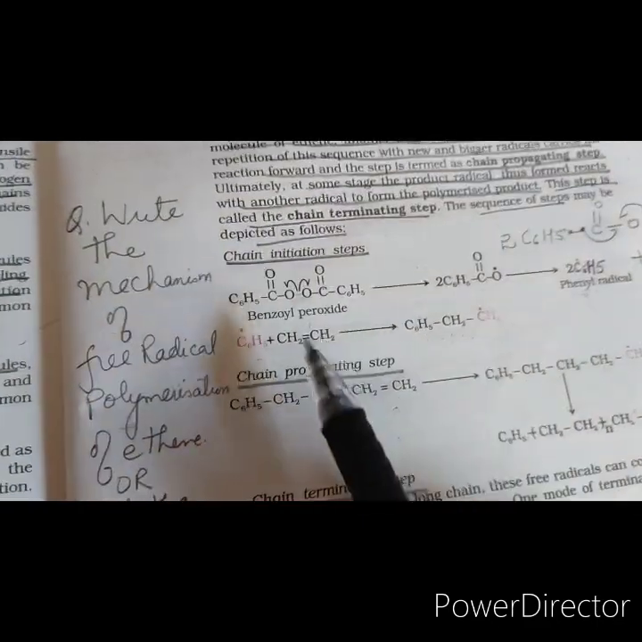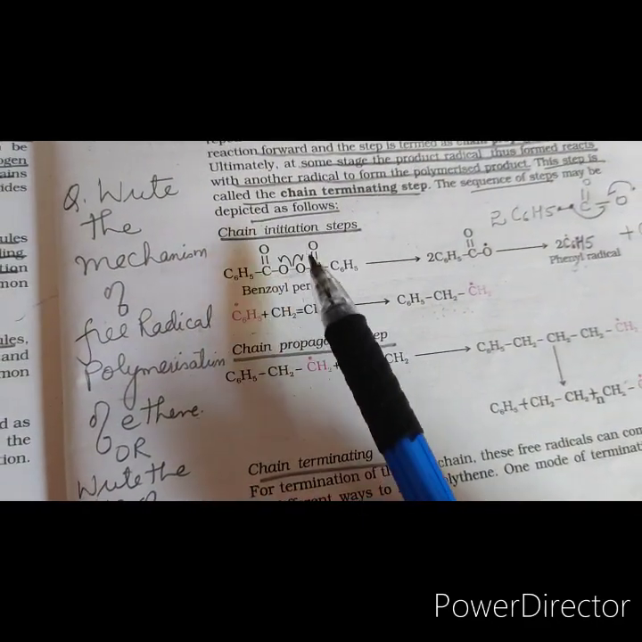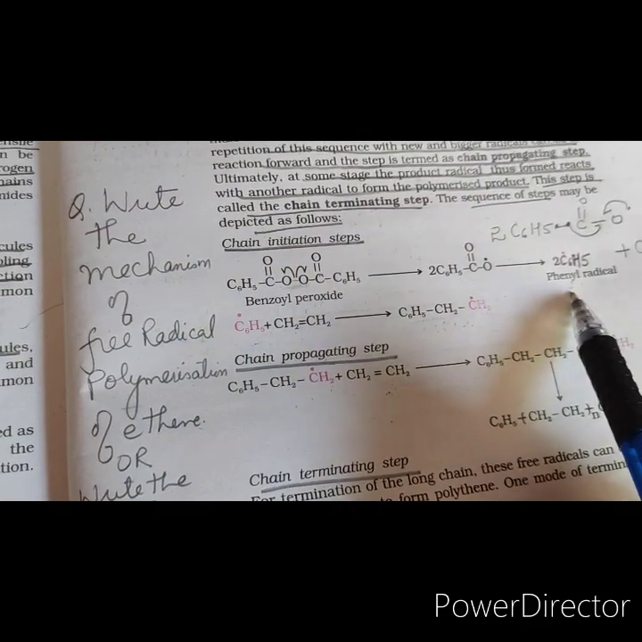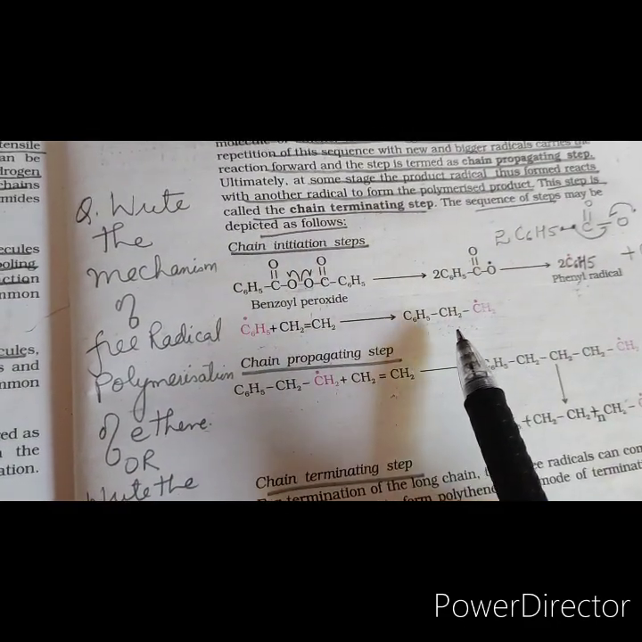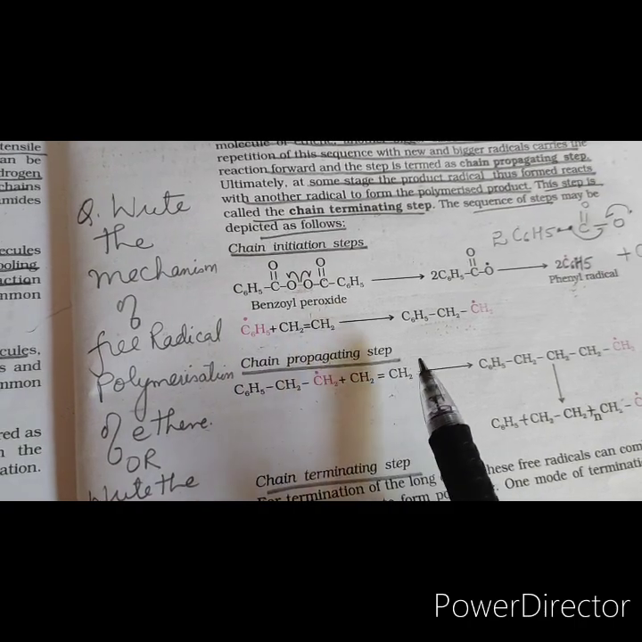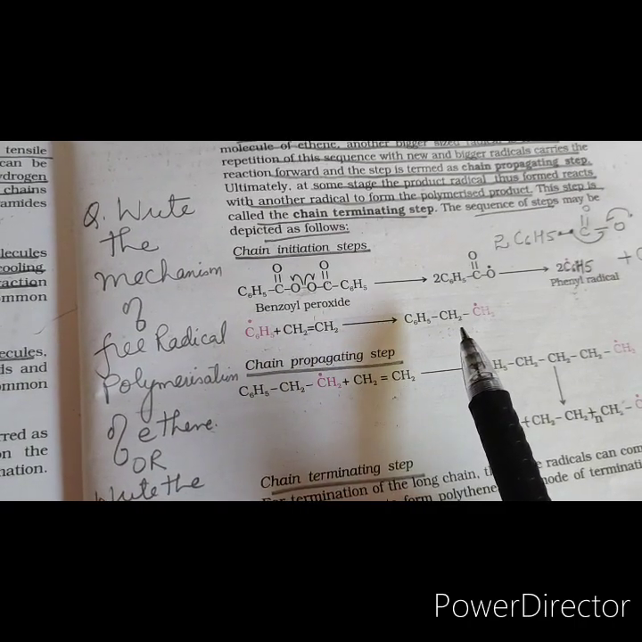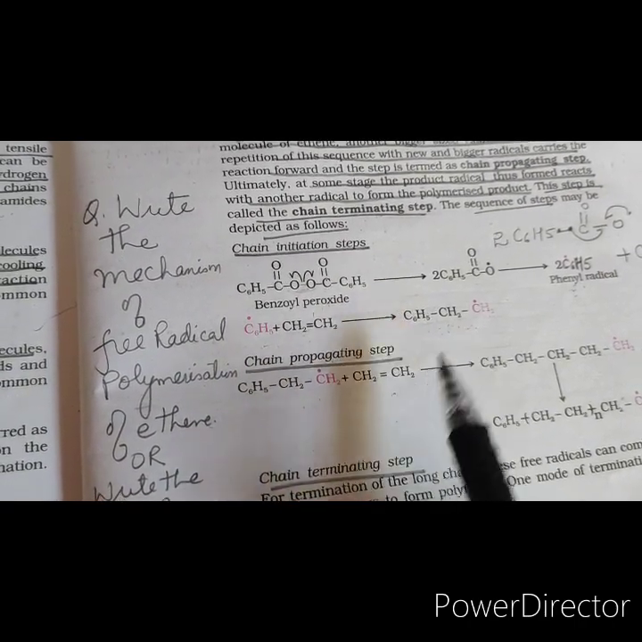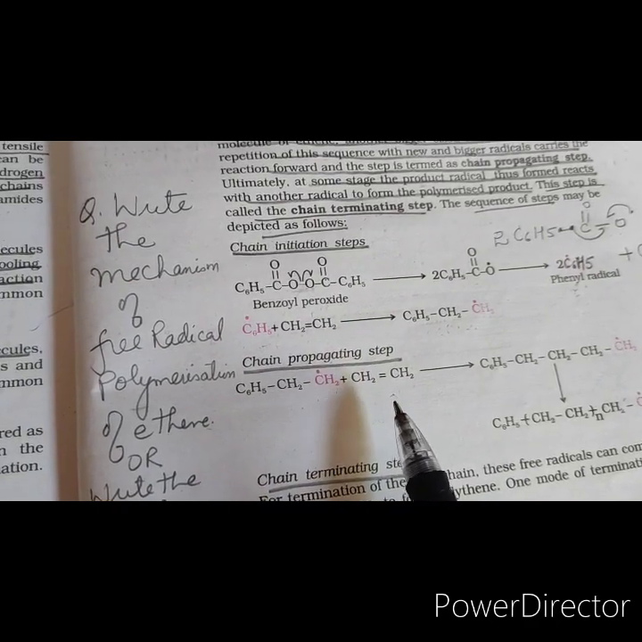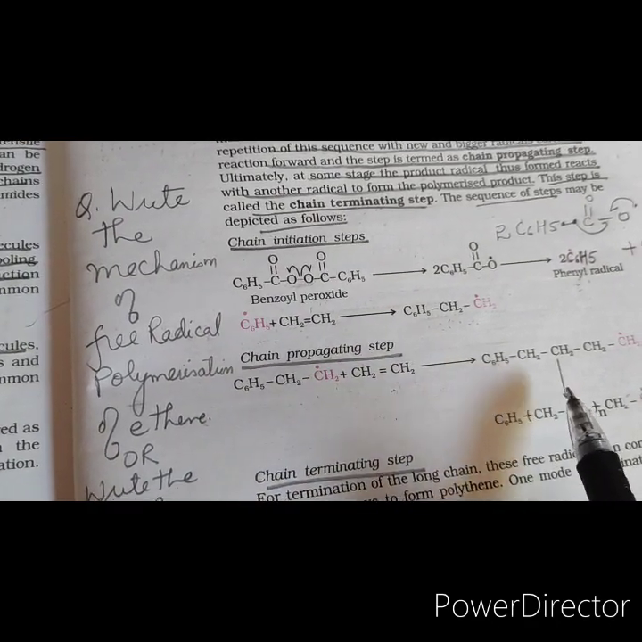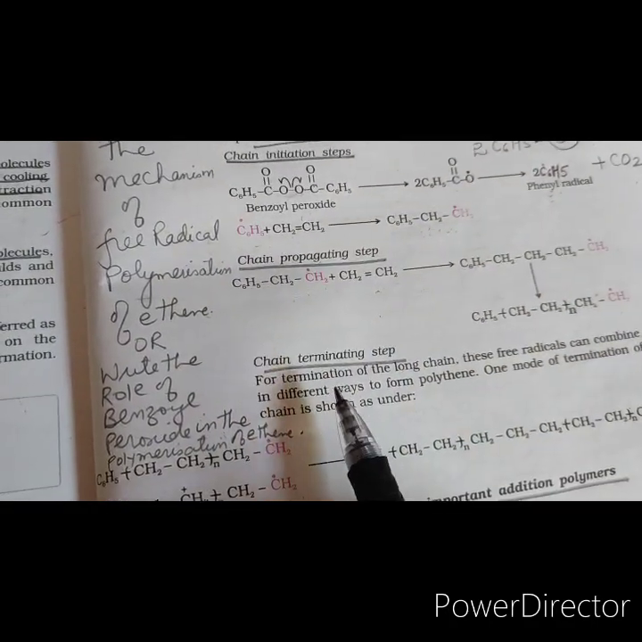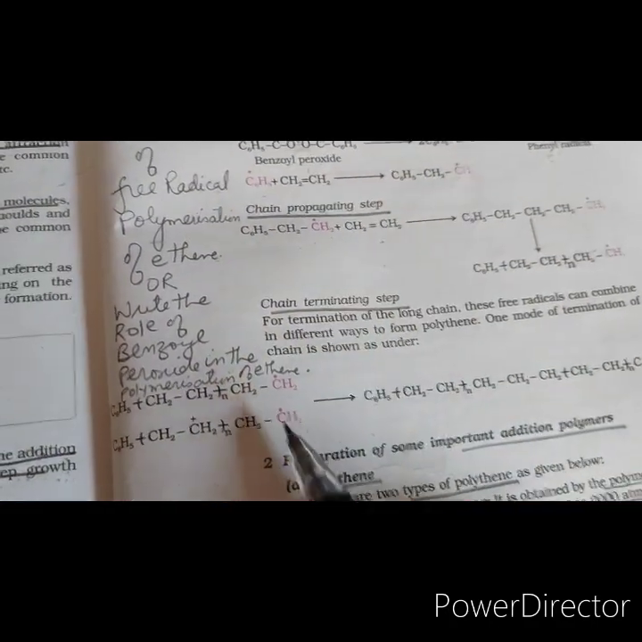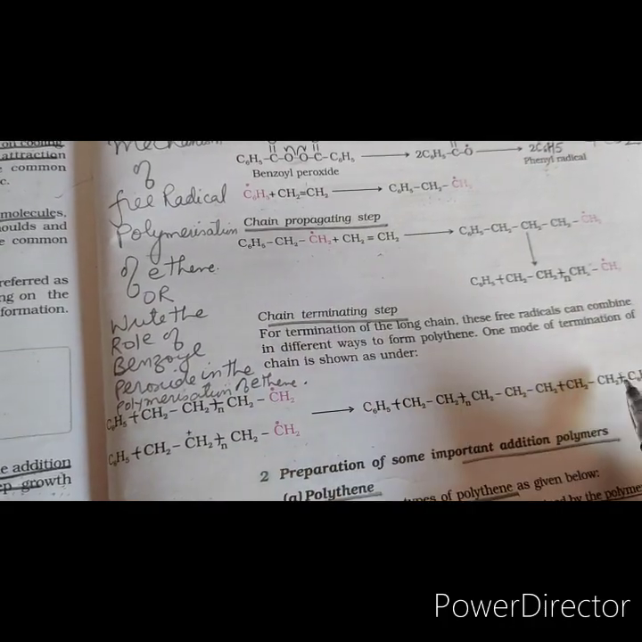So in this, there are three steps: chain initiation leading to the formation of phenyl radical. This phenyl radical generates another radical. In the chain propagating step, this radical which has been generated in the chain initiation step adds to a molecule of ethene to form a bigger radical, and in this way the chain keeps on growing, and in the chain terminating step the radicals join to form the polymerized product.